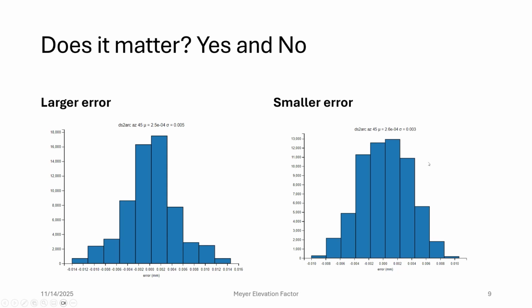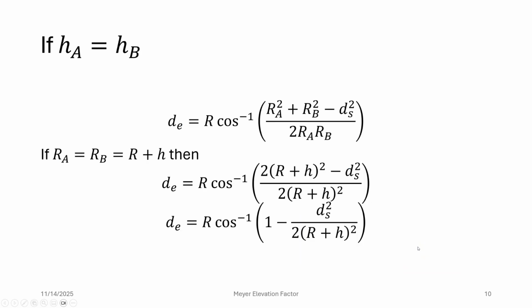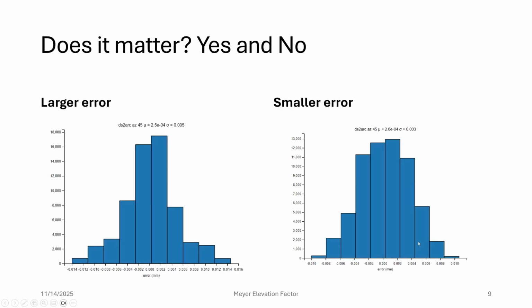On the right, this is from the second formula, which doesn't involve all those squares. Likewise, centered at 0, but the standard deviation is smaller. It's 0.003. And the error spans plus and minus 0.01 millimeters. So this is just better. These numbers are incredibly small. We're talking about thousandths of a millimeter here, or 1/100th of a millimeter.